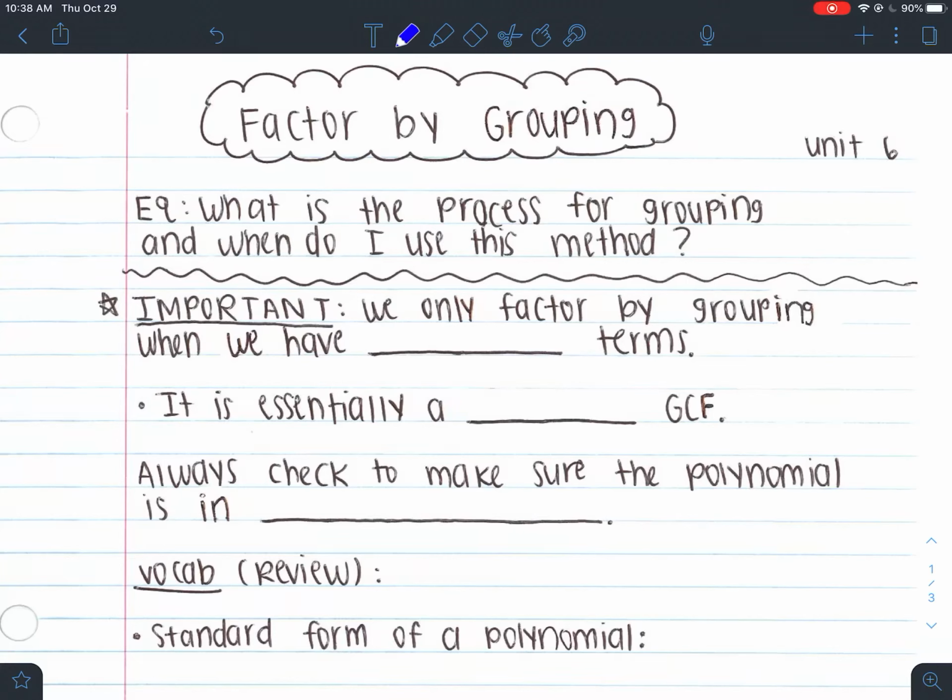Hey guys, welcome to the notes for factor by grouping. So previously we learned how to factor a greatest common factor, and now we're going to learn how to factor by grouping. So this is a method we're going to use to factor the rest of our Unit 6.